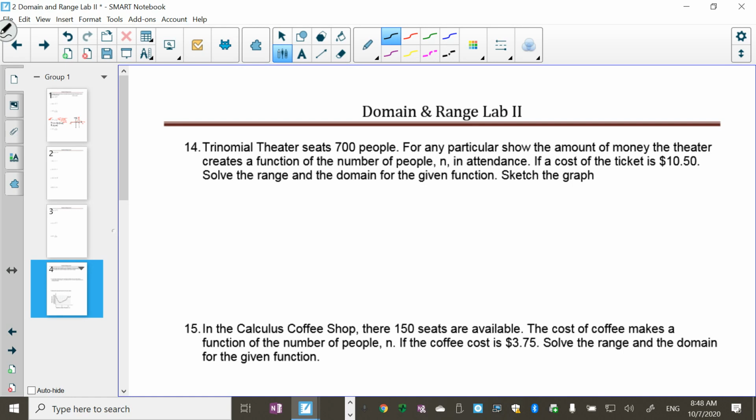Okay. So I have this cool theater. I like to go watch movies. It's called Trinomial Theater. It's my favorite. And it seats 700 people. Good to know. For any particular show, the amount of money the theater creates is a function of the number of people, n. So I'm going to use m for money, and this is the number of people.